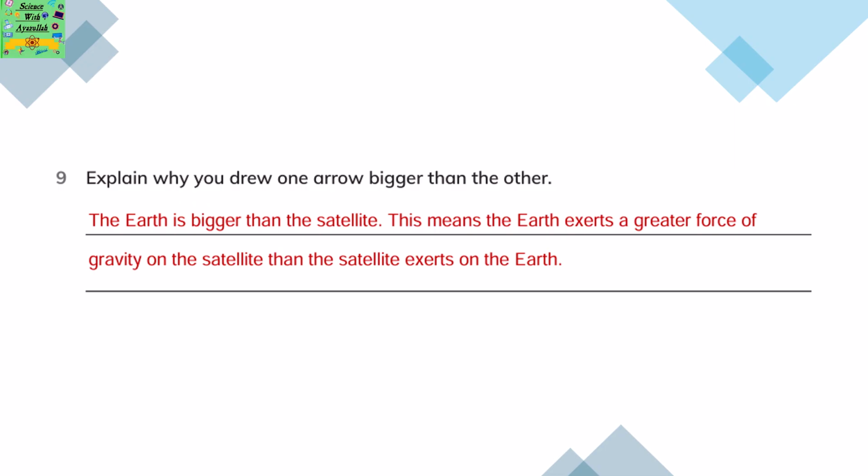Explain why you drew one arrow bigger than the other. The Earth is bigger than the satellite. This means that the Earth exerts a greater force of gravity on the satellite than the satellite exerts on the Earth.